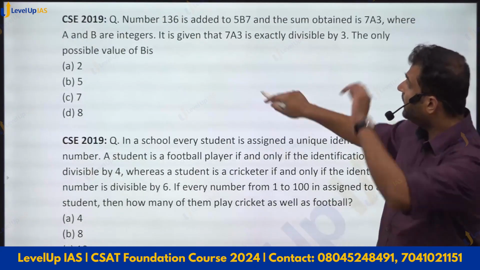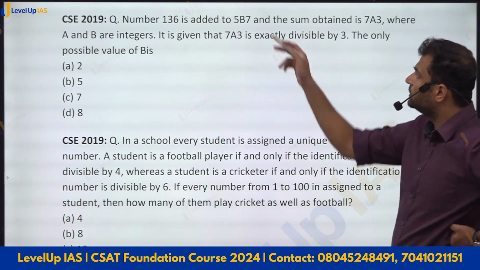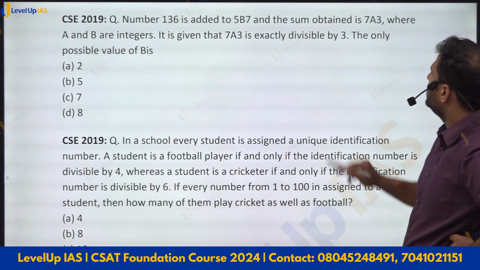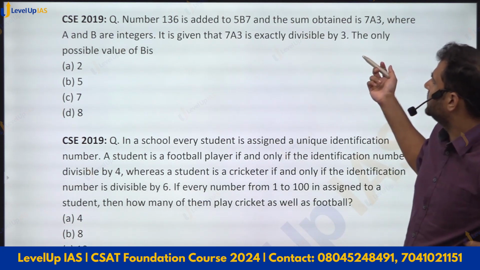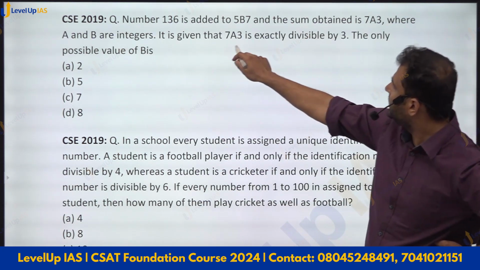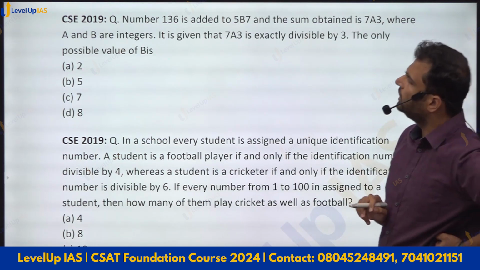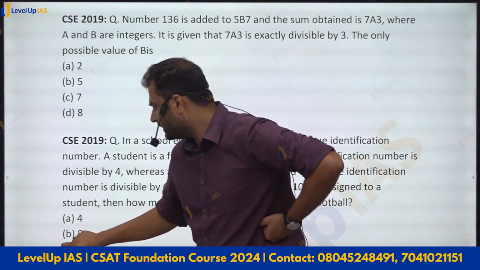Okay, we have this number 136 which is added to this particular number, and the sum obtained is this 7a3. A and b are integers, that is given. These are digits basically, and it is given that 7a3 is divisible by 3. The only possible value of b is what? That we have to comment.